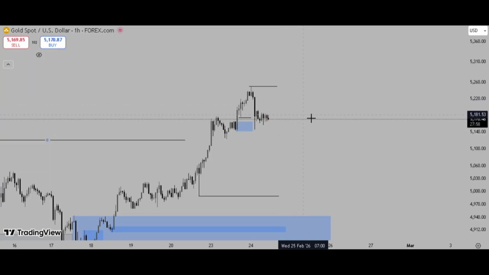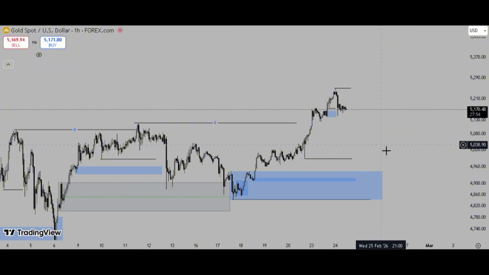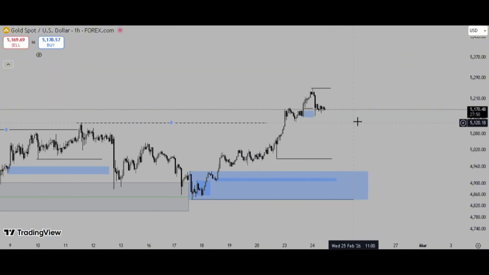So that's exactly what I will be looking out for in gold. Remember, it's all about probability. Nothing is 100%. So you apply proper risk management. But this is my outlook for gold.